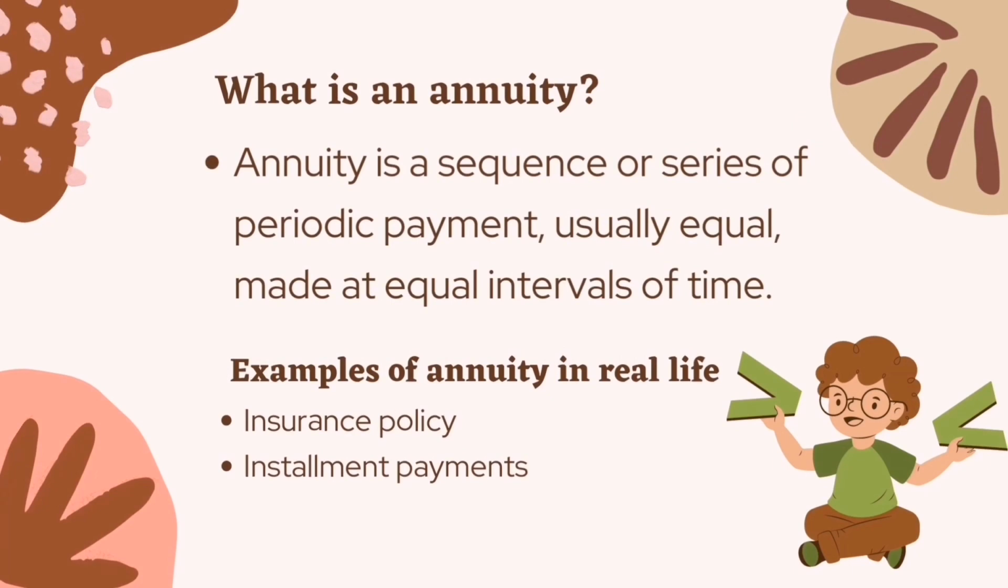So I'm going to explain about annuity. What is an annuity? An annuity is a sequence or series of predictable payments, usually equal, made at equal intervals of time. Examples of annuity in real life are insurance policies and installment payments.